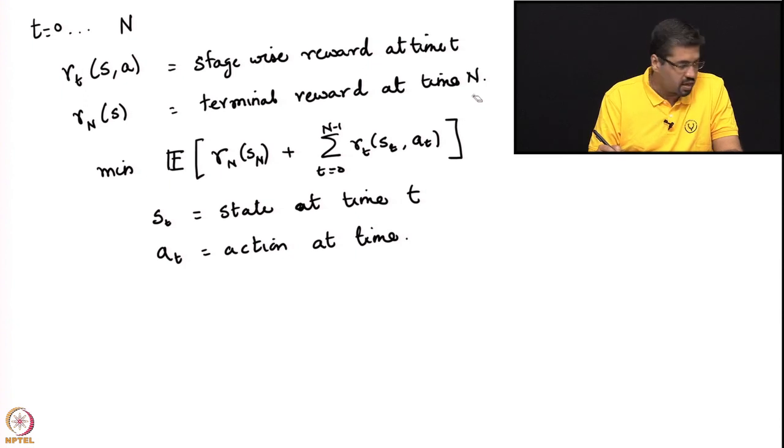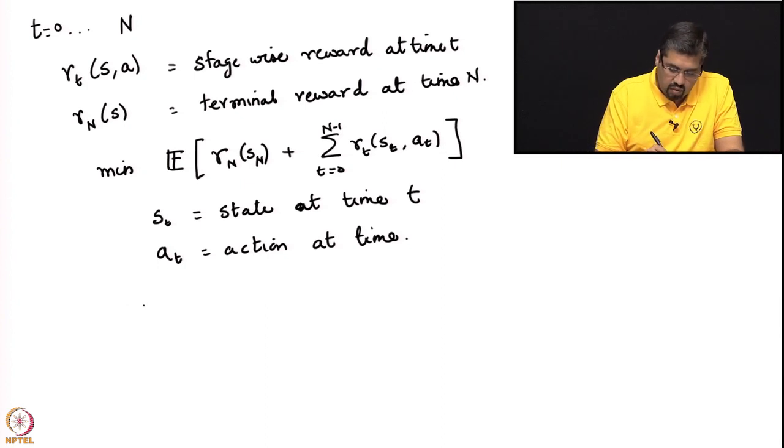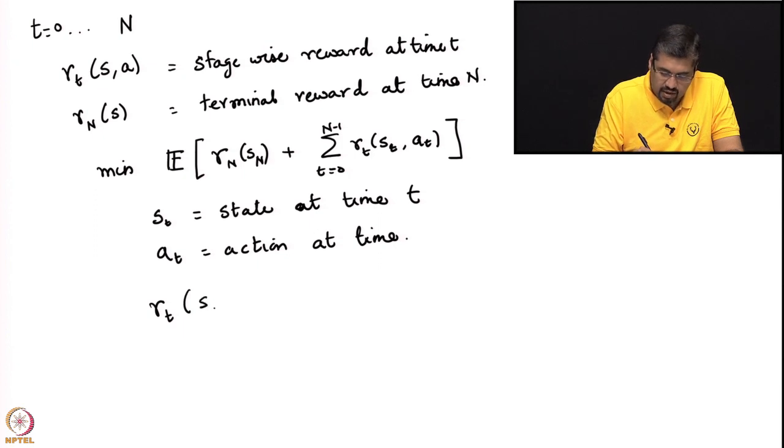There is another slightly more general version of posing this problem, which is that one can allow these rewards to also depend on the next state. So, in addition to being dependent on the current state, another form for this problem is that the reward at time t is a function of the state at time t, the action chosen at time t, and the state that gets realized in the next time step, that means the state at time t plus 1.